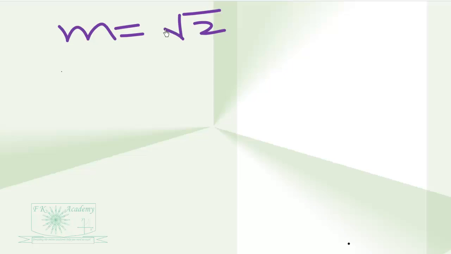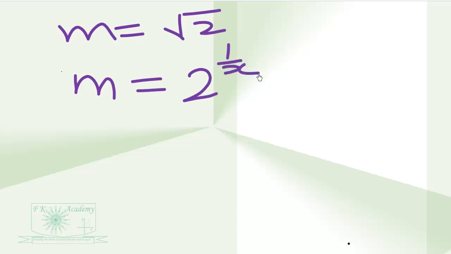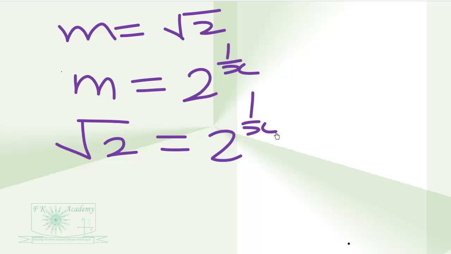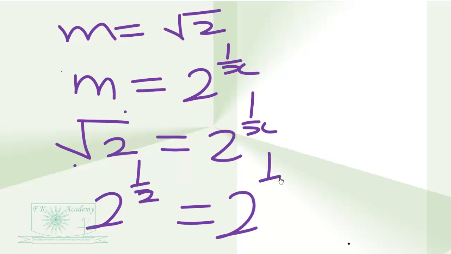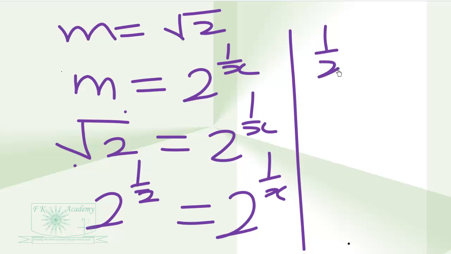Recall that m was equal to 2 exponent 1 over x. So in this case, we have square root of 2 is equal to 2 exponent 1 over x. We can rewrite square root of 2 as 2 exponent 1 over 2, which is going to give us 2 exponent 1 over x. Comparing the exponents, 1 over 2 will be equal to 1 over x. We can cross multiply. x times 1 is x. 2 times 1 is 2.